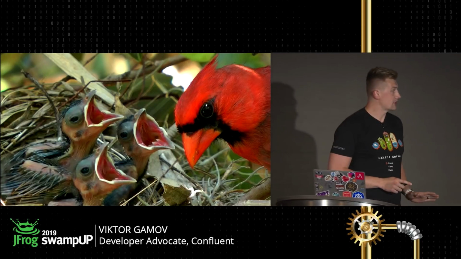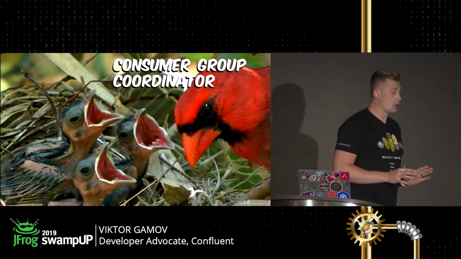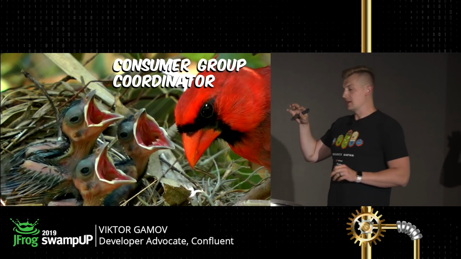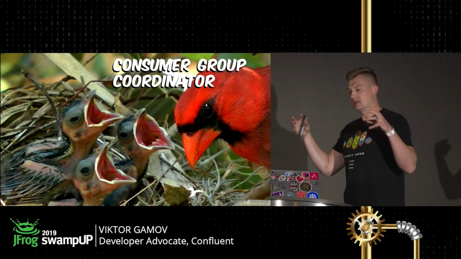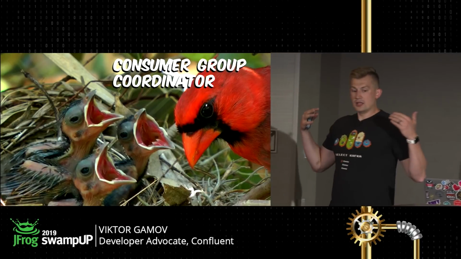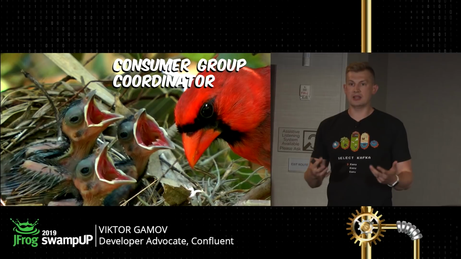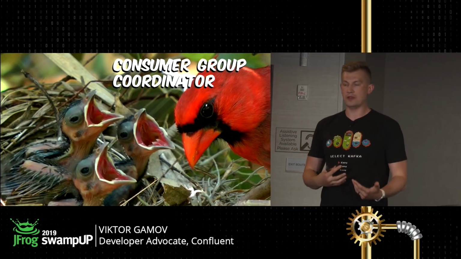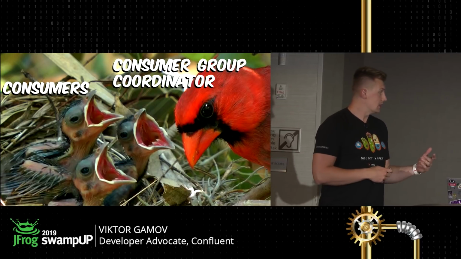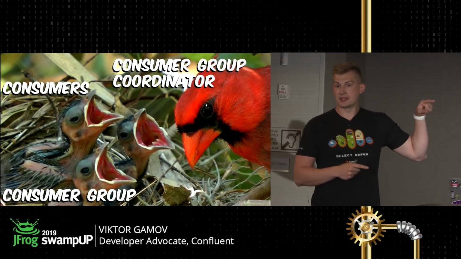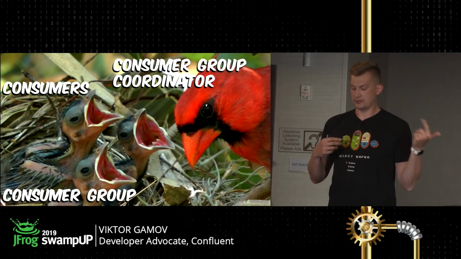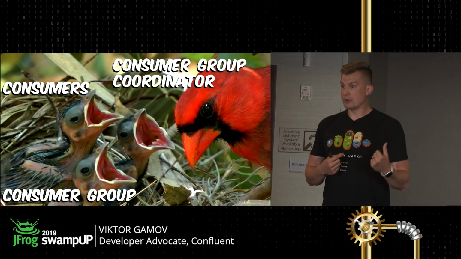So the way it looks in the Kafka world, there's a component called the consumer group controller that runs inside the Kafka broker. And this is a component that will be responsible for handling the state of the consumer groups. When an application reads data from Kafka, this application forms a thing called a consumer group. And in our particular case, our consumer group is actually a nest. This is where our consumers, aka baby birds, will be placed.